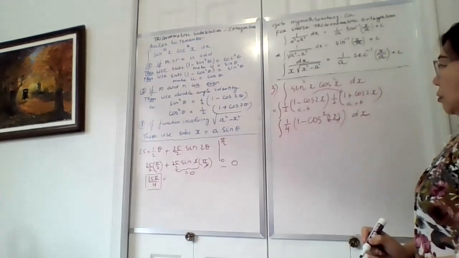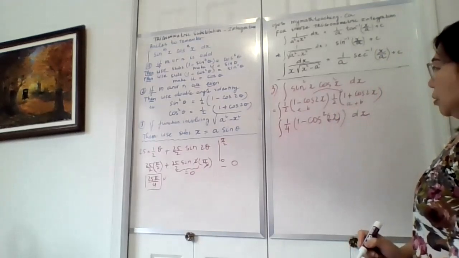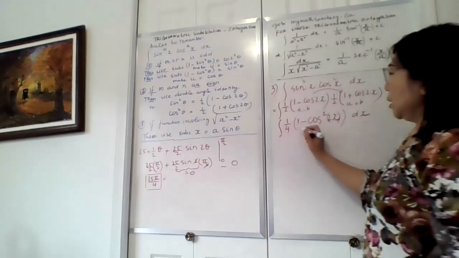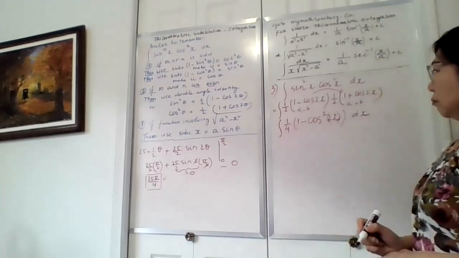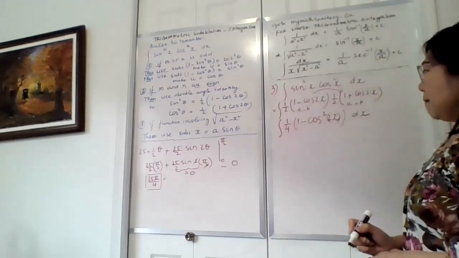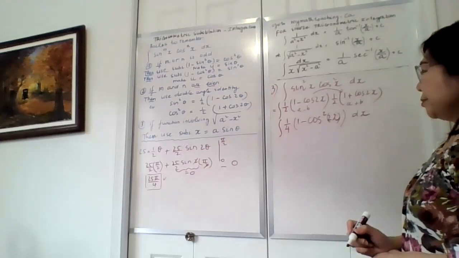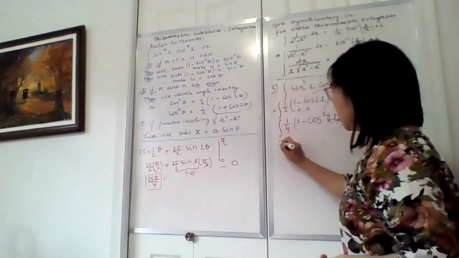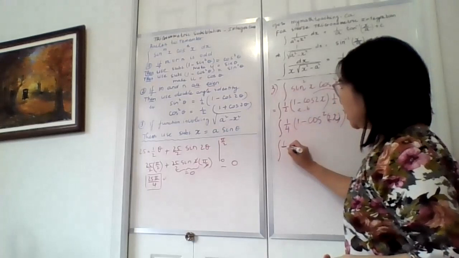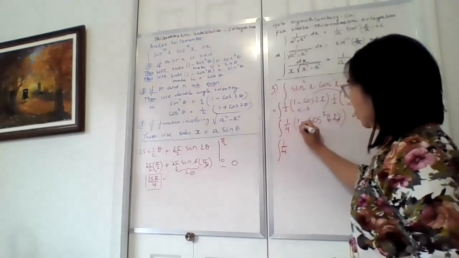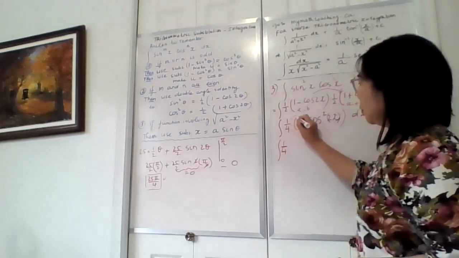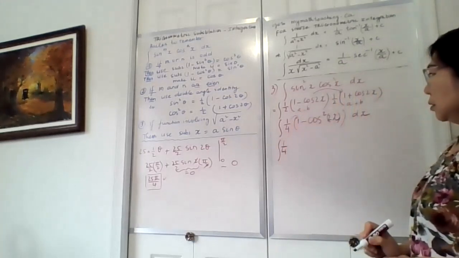Okay, so at this point, what do we do? Okay, let's see. I'm going to just keep the same, right? Now 1/4 times 1/4, right?